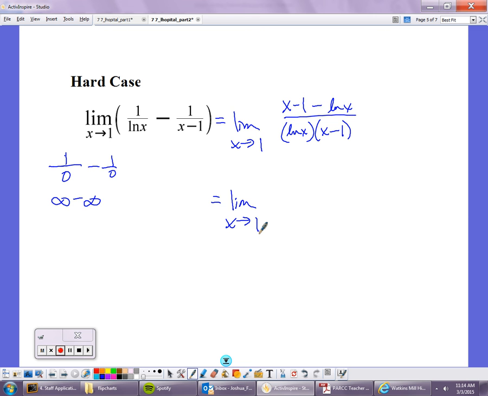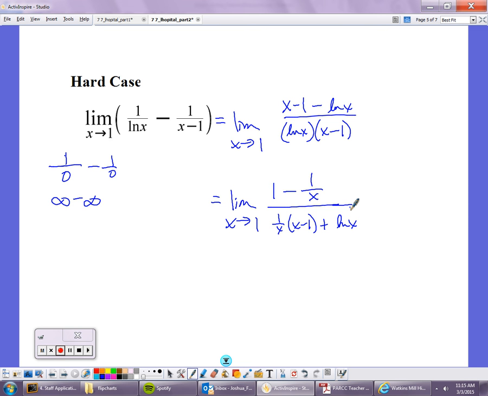Okay, so in the numerator, I've got 1 minus 1 over x. And in the denominator, I've got, all right, this is a little tricky, 1 over x times x minus 1 plus 1 times ln x. Got to use the product rule there.